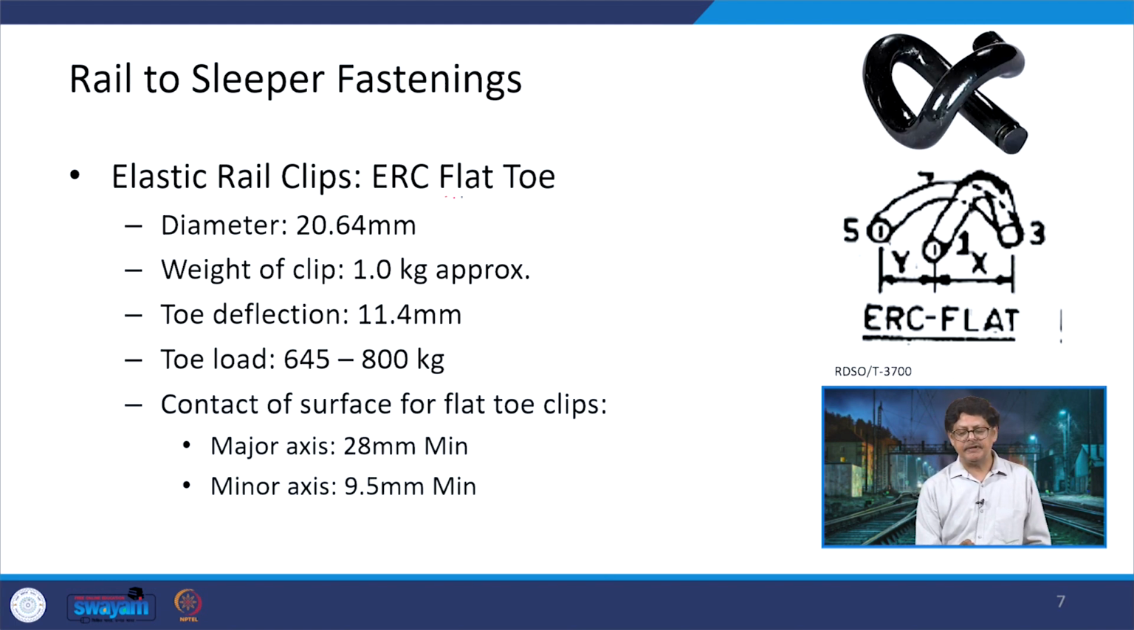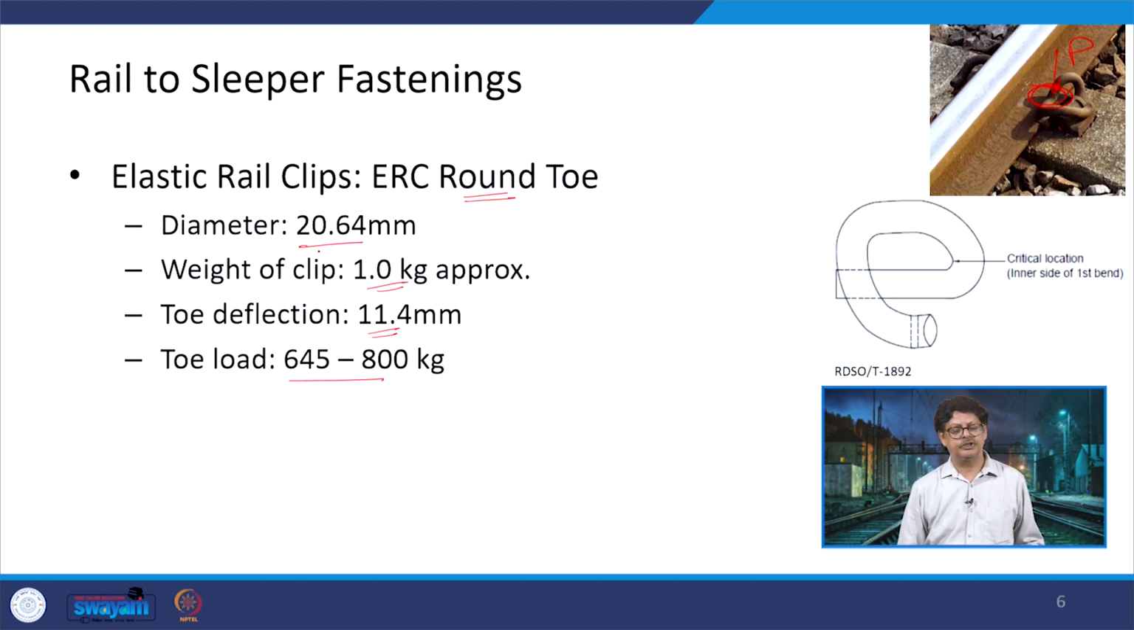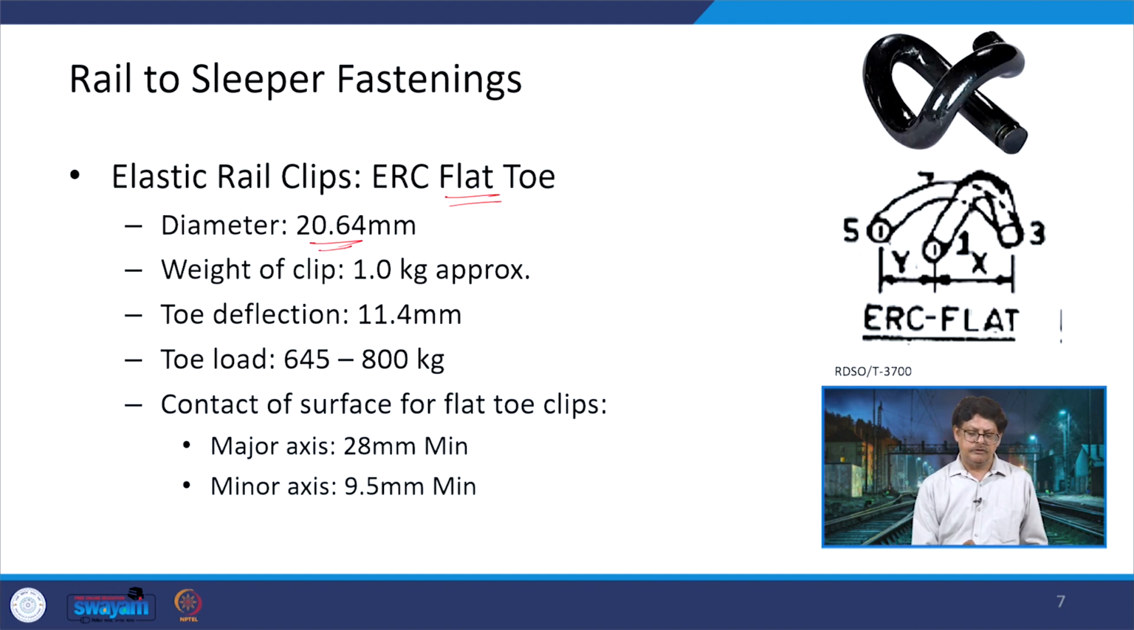The another one is a flat toe. Now, in the case of flat toe, the diameter is almost the same, as we see that it is 20.64 there. The weight of clip is also 1 kg. The toe deflection is also the same. The toe load is also the same. So, there is no difference in the round and the flat toe.